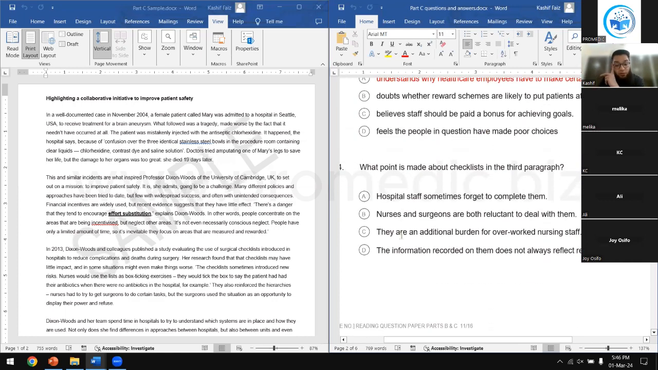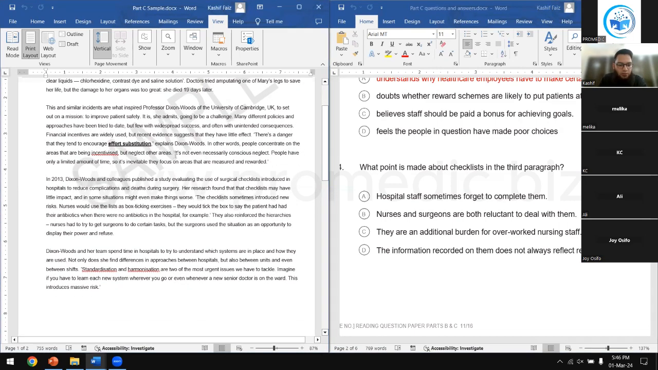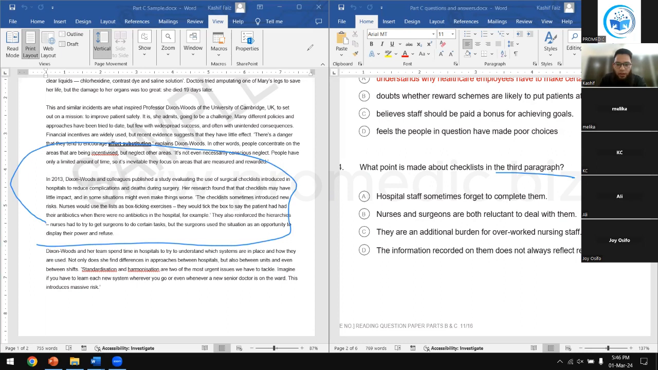Okay, a last question. They have other questions, but you're running out of time. What point is made about the checklist in the third paragraph? Again, as I said, it is in chronological order. It's written in the third paragraph. Okay, this is the third paragraph. Quickly go through it and tell me what the correct answer is. Hurry up, guys. I will give you only 1 minute for this one.